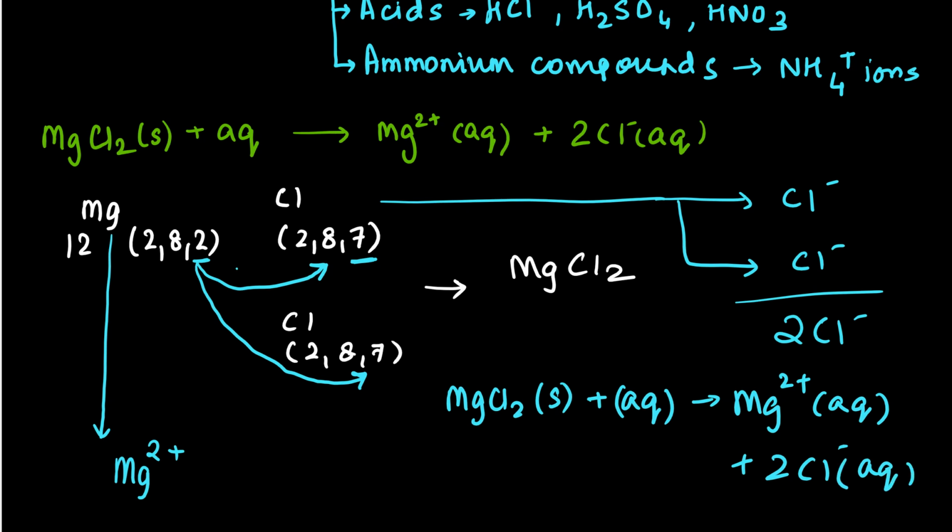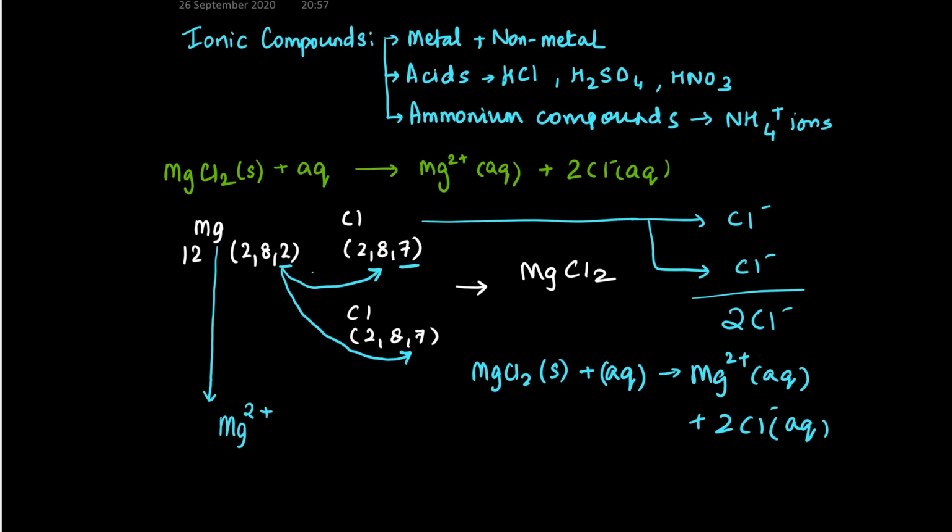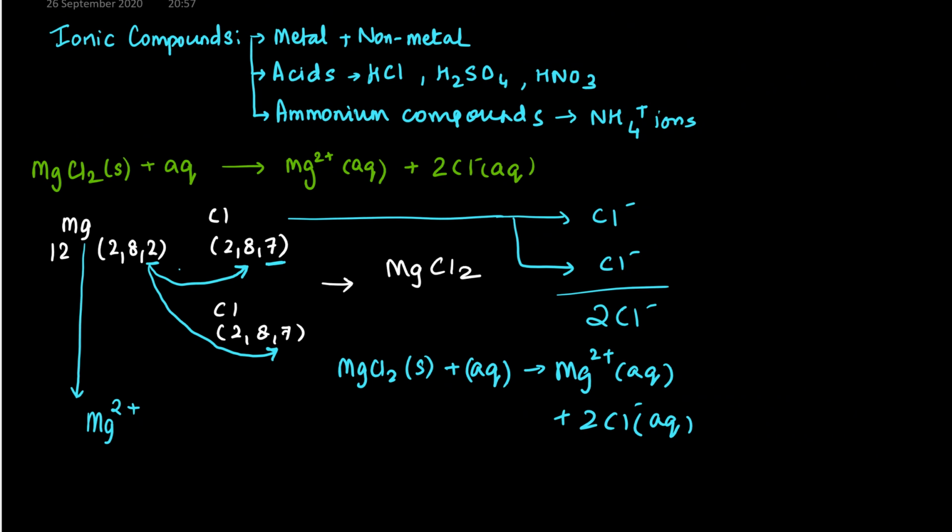If you have this kind of clarity, you will be able to answer any kind of questions based on ionic compounds, the equations. Now let me help you to understand how to reduce a given equation into the ionic form. For that I'm going to give you two examples. Let me jot down the first example.